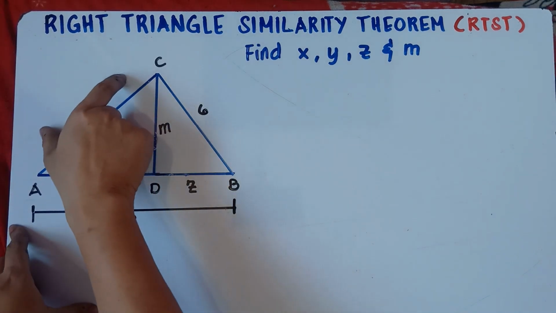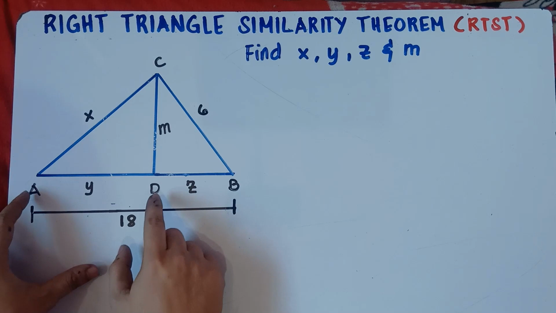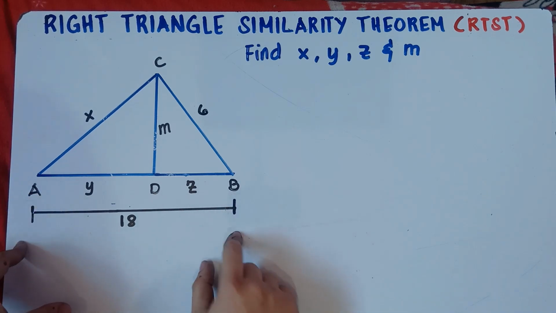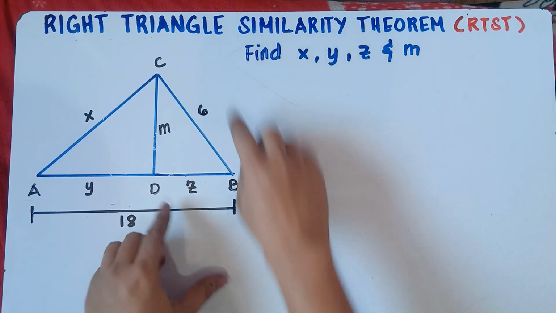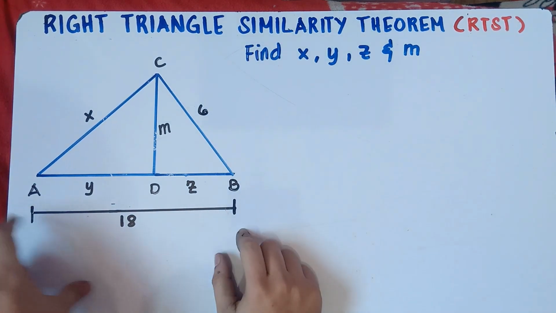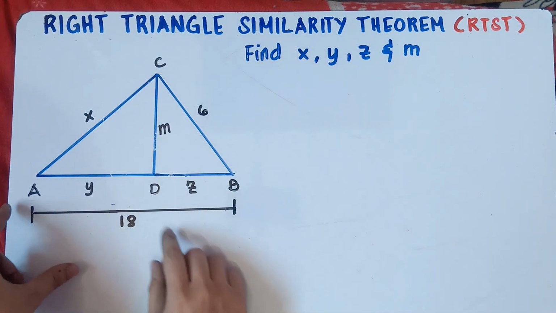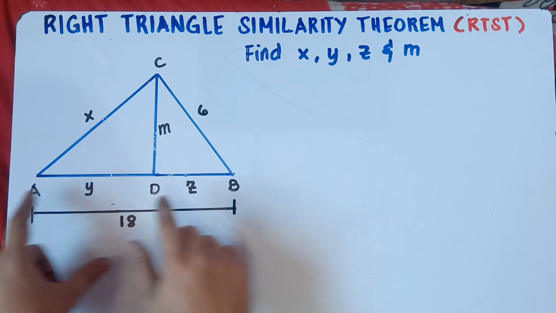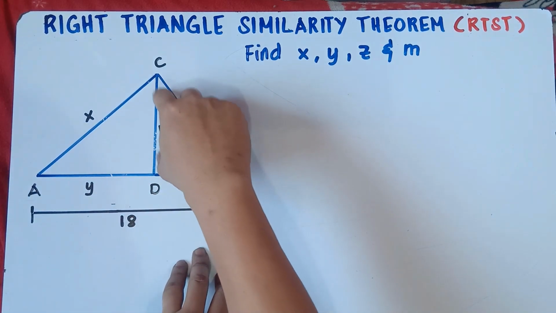In this example, to find this leg AC, that would be the product of AD and AB, and you get their square root. Now to find CB, this leg, that would be the product of DB and AB, and you get their square root. Now to find CD, this altitude M, that would be AD times DB, and then you get the square root. That would be the altitude.